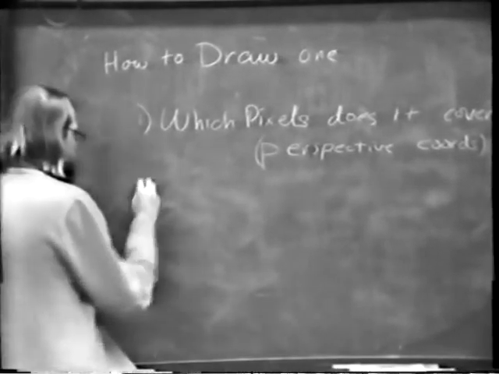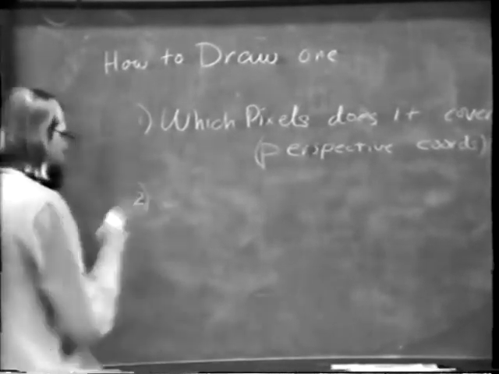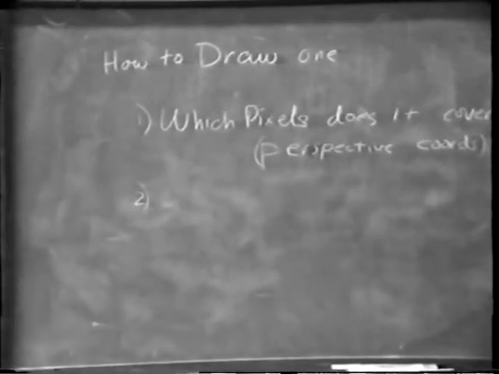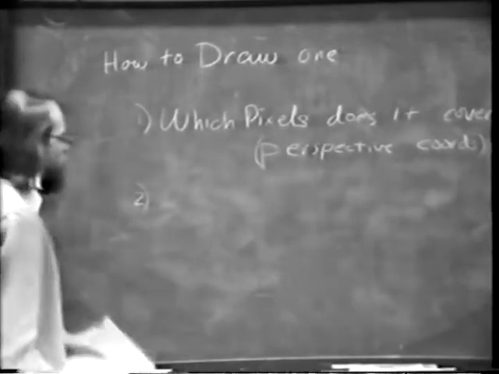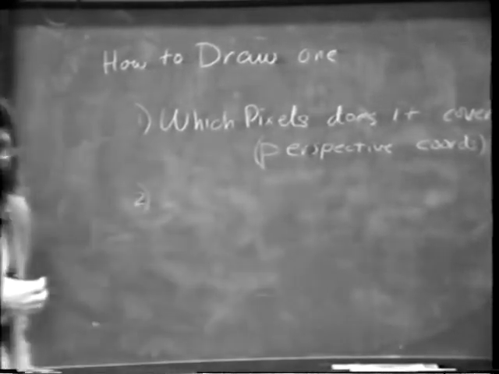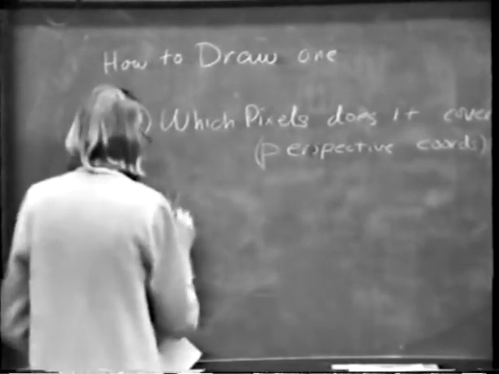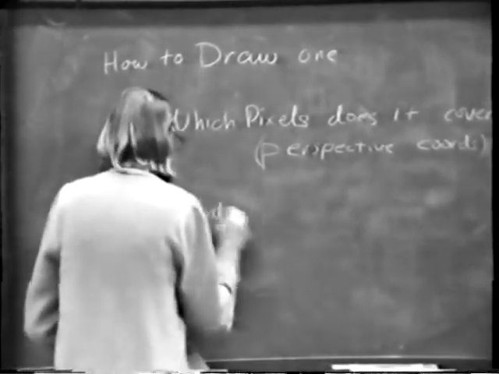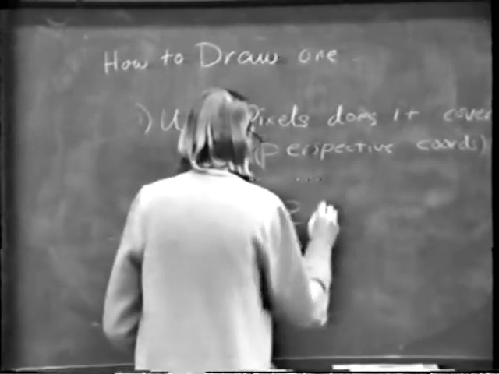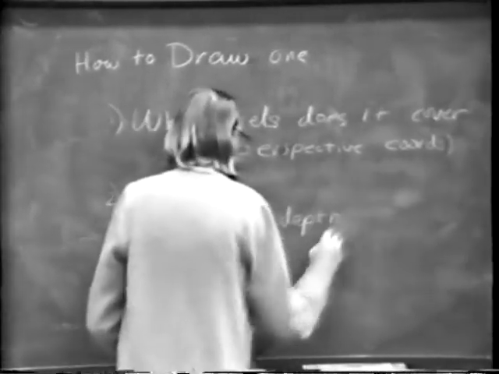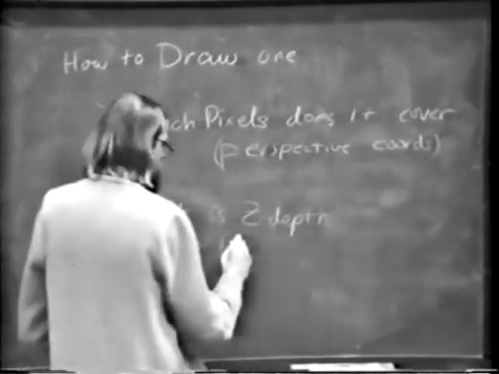Once we've figured out that a particular pixel is visible, lies inside the outline of this thing, we want to know what the z depth of the object is at that point, so we can compare it to other things that might be visible there. That's likewise done in this perspective coordinate system.